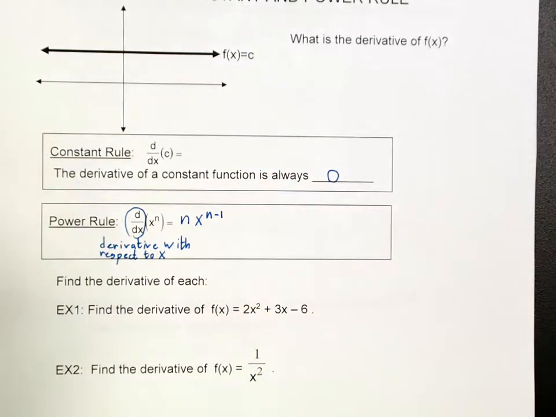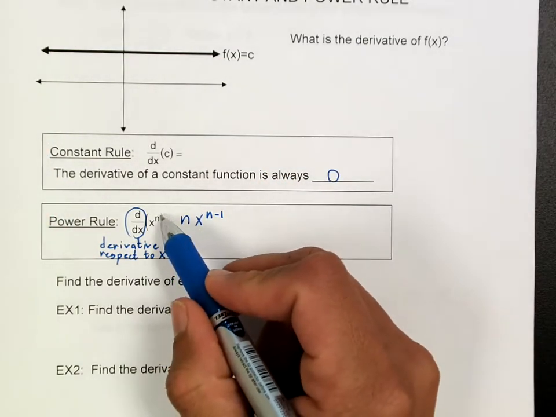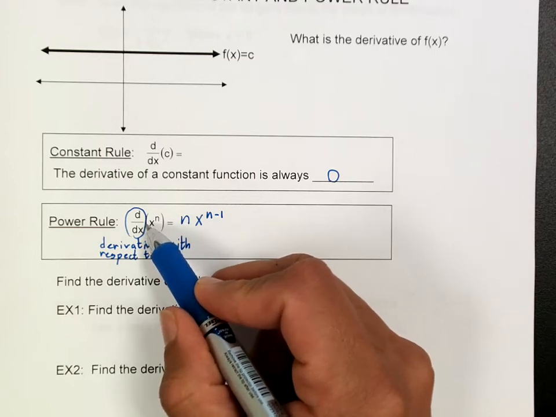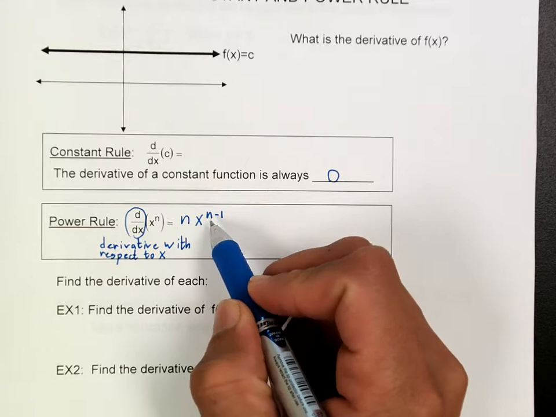So just to make sure we understand one another, if you have a power, you're going to bring the power to the front and multiply times that coefficient, which is what we have here. So we brought that in. And then we're going to subtract 1 from the power.